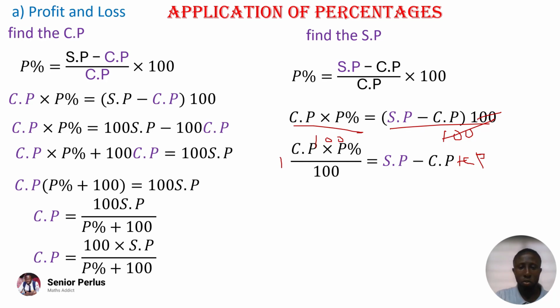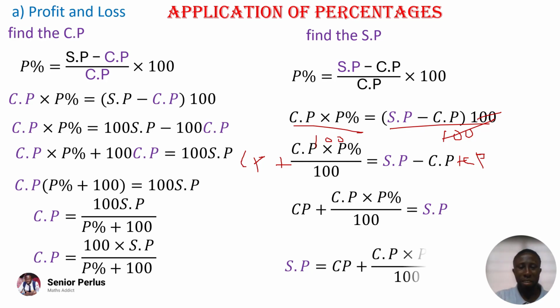Then I'll add CP here. Okay. So negative CP plus CP go to 0. That's what you say when you move the CP across the equal sign, then it turns to a positive. Okay. So I'll get this. So therefore, my SP is what? CP plus this. So for me to find SP when given the profit percent and the cost price, this is the formula I will use.